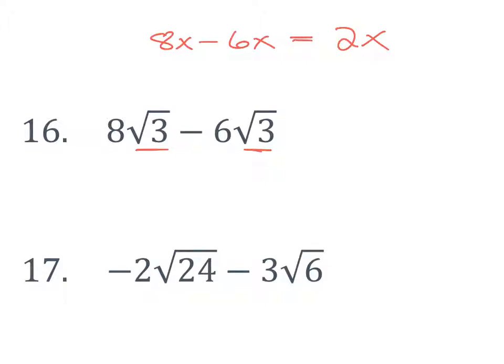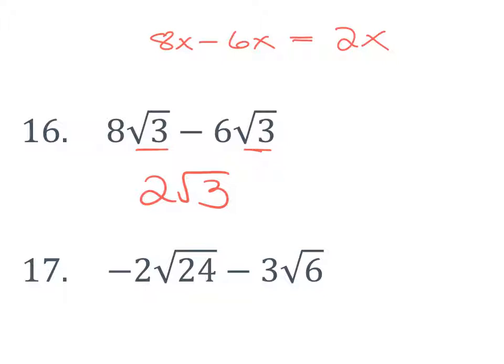So the same thing's going to happen when you subtract and add radicals. In order to add and subtract numbers that have square roots, they have to be the same. If they're not the same, you can't add them. So I'm going to just do 8 minus 6 and then put the square root 3 behind it. So all you're doing is adding and subtracting the numbers in front. Now, notice number 17. They're not like.